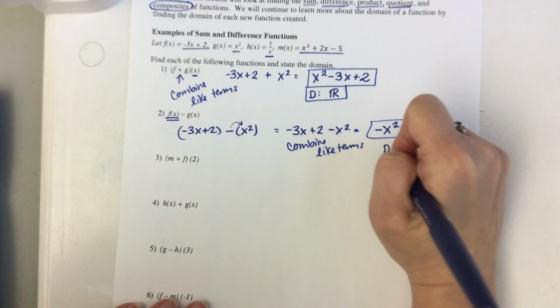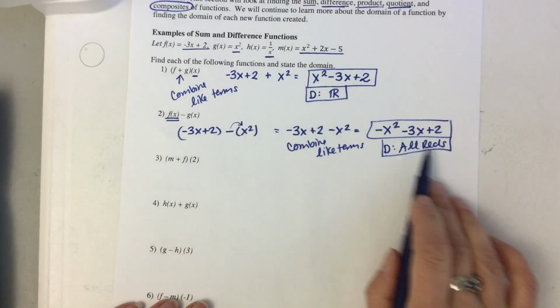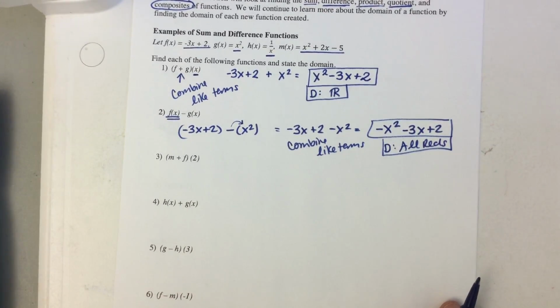Again, your domain, and this time I'll use the words instead of the symbol, it's all reals, because I don't have any of the limitations. I don't have a fraction, so I don't have to worry about dividing by 0. And I don't have a radical, so I don't have to worry about negatives underneath the radical.